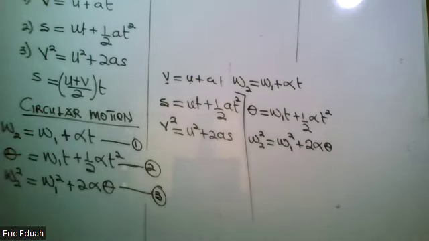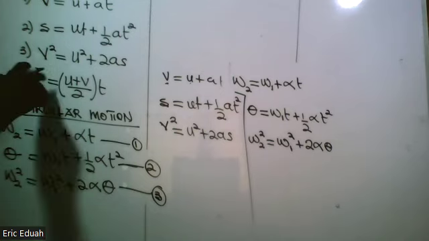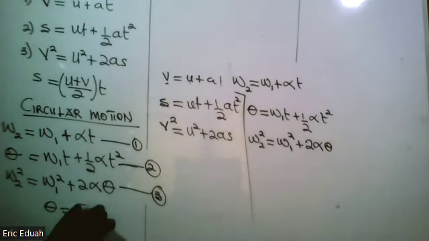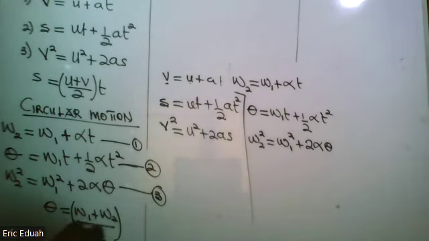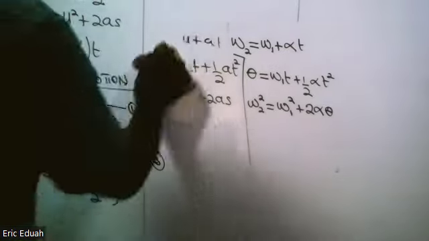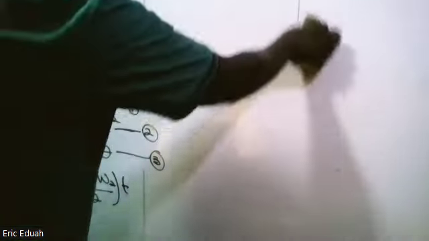So there is that similarity between circular and linear motion. And then the non-equation one is also represented as theta equals omega 1 plus omega 2 all over 2 times t. So these are the 3 equations of circular motion, and we'll use this to solve problems.